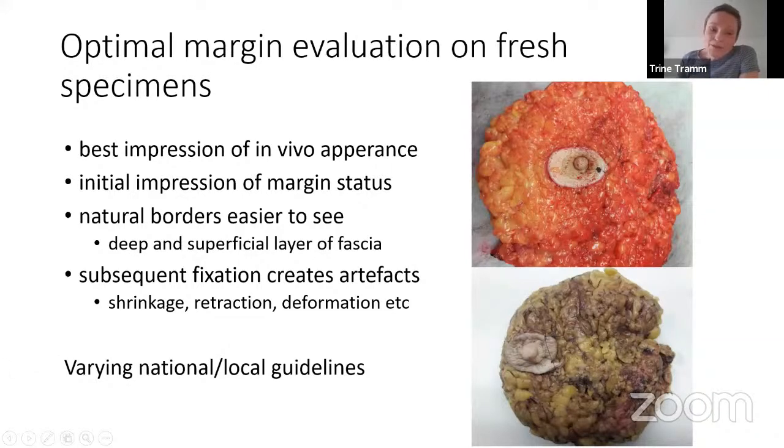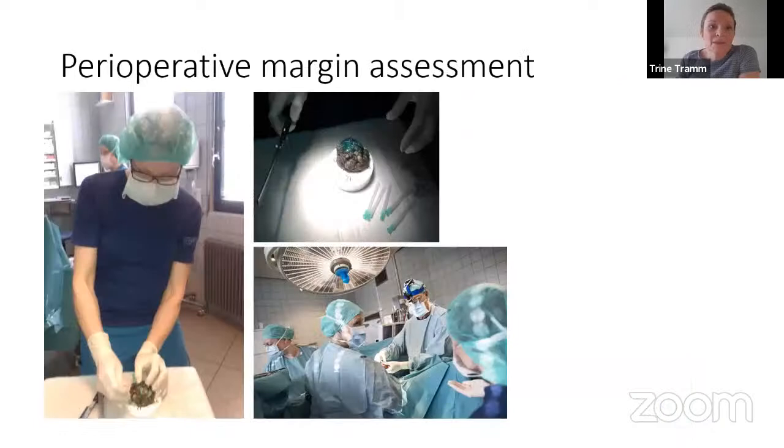So according to national or local guidelines, your pathologist may not have the possibility of examining the fresh specimens, but may have to do this on the fixated specimen. Previously, we used to go to the operation room to do a perioperative margin assessment on the fresh specimen and convey the information to the surgeon right away. But because our department of pathology had to move to another hospital, we didn't have that opportunity.